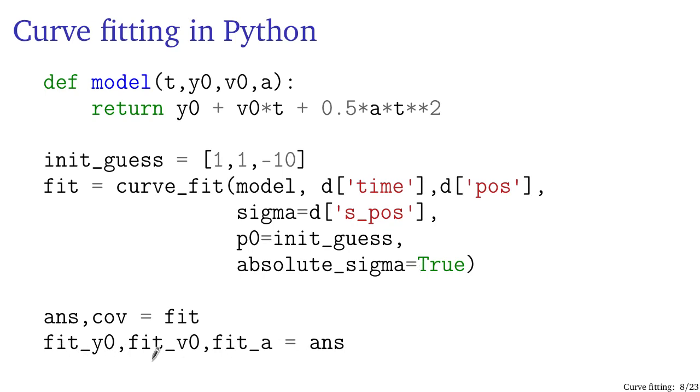You also have to change the way you unpack the result. Fit still gives you some estimate of the best fit parameters for y0, v0, and a, and some covariance. But you have to unpack the answer into three pieces now, since I have a fit result for y0, a fit result for v0, and a fit result for the acceleration. So changing the model means changing the model itself, of course, changing the initial guess, and changing the way you unpack the model. So if we're messing around with models, which you'll end up doing quite a bit, tweaking the models, tweaking the initial guesses, those are the sorts of things that you'll end up changing quite frequently.